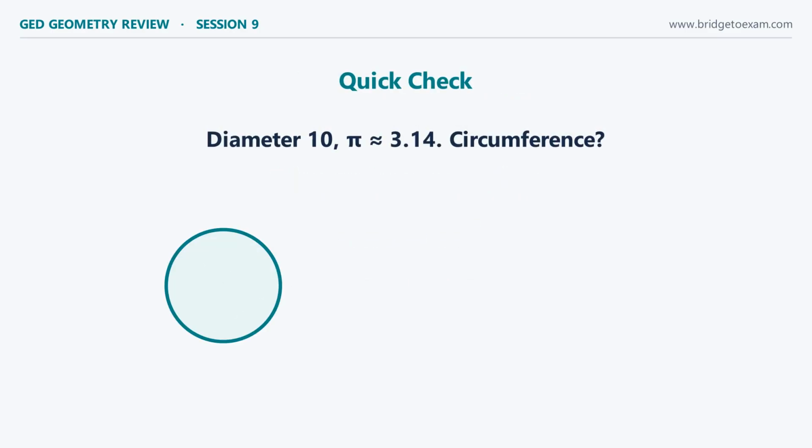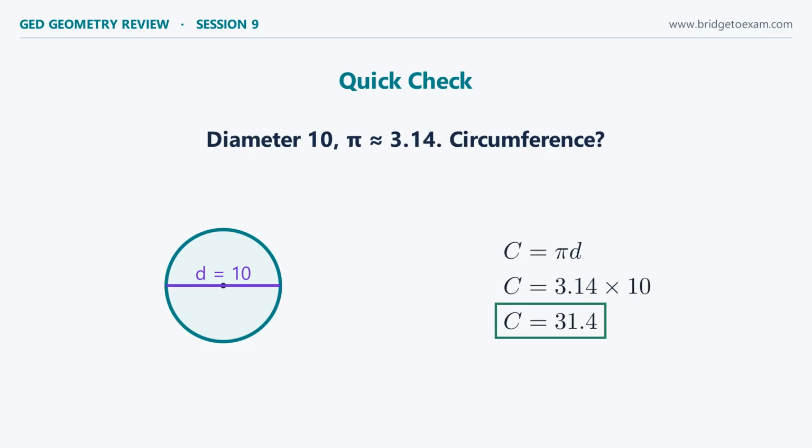Quick check. A circle has a diameter of 10. Using 3.14, what is the circumference? Pi times d is 3.14 times 10, 31.4 units.